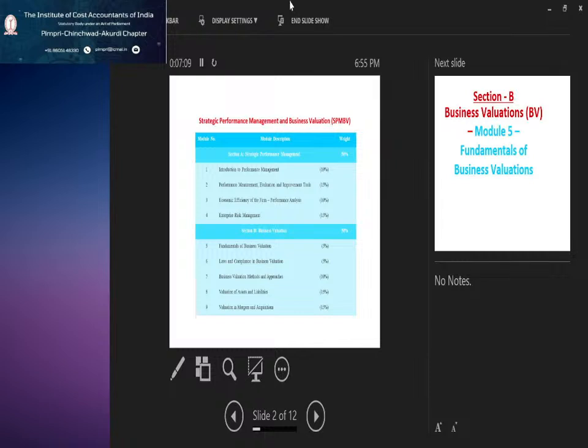business valuations as section B from now on. There are 5 modules in section B, business valuation, which again has a weightage of 50%. So section A is 50% and section B is 50%. That's the kind of weightage already prescribed by the institute to both the sections.